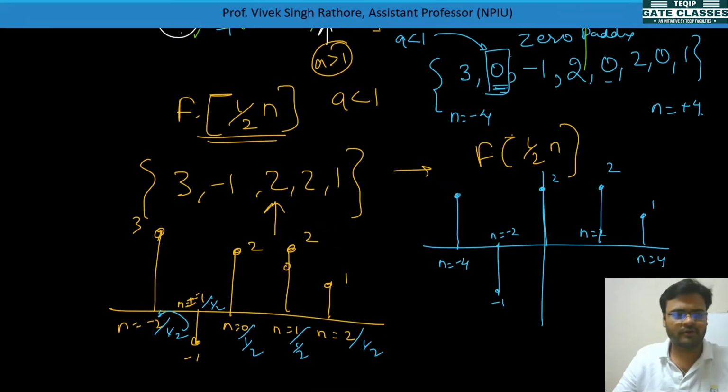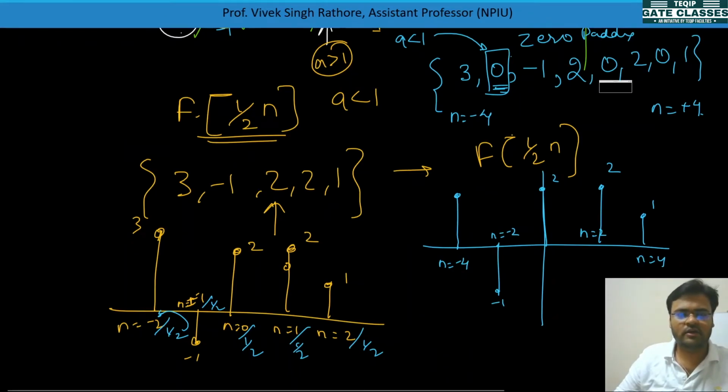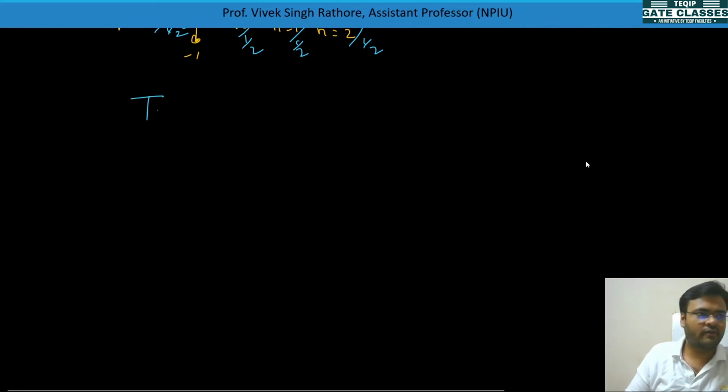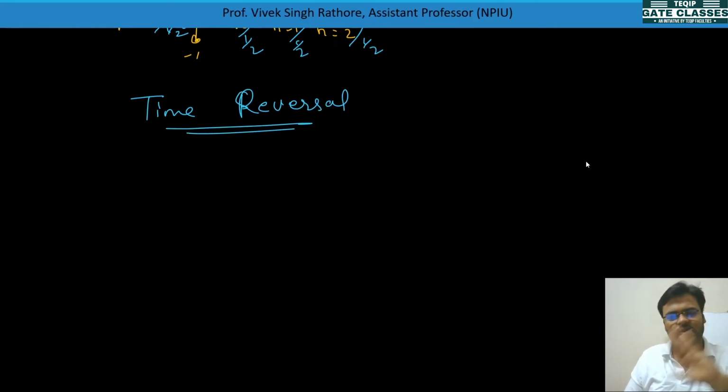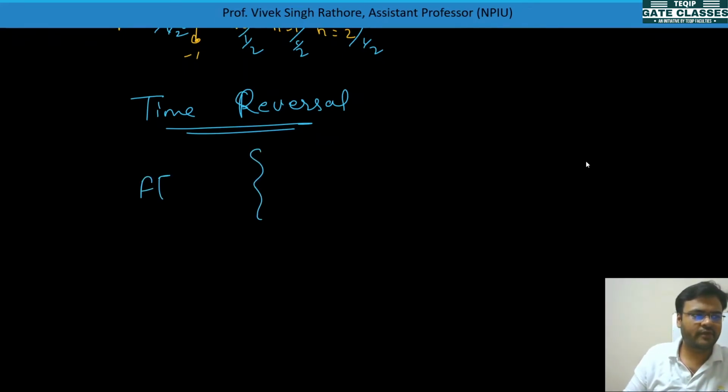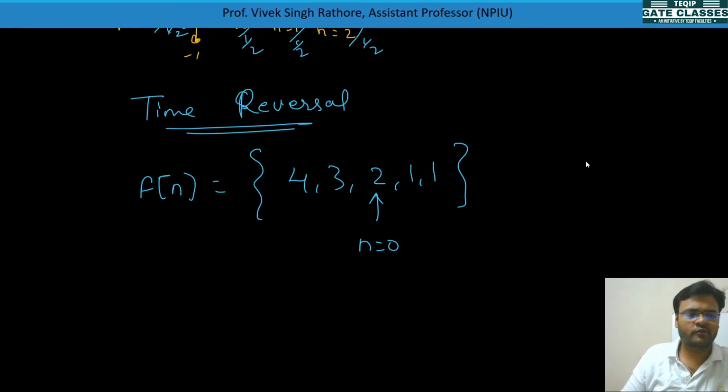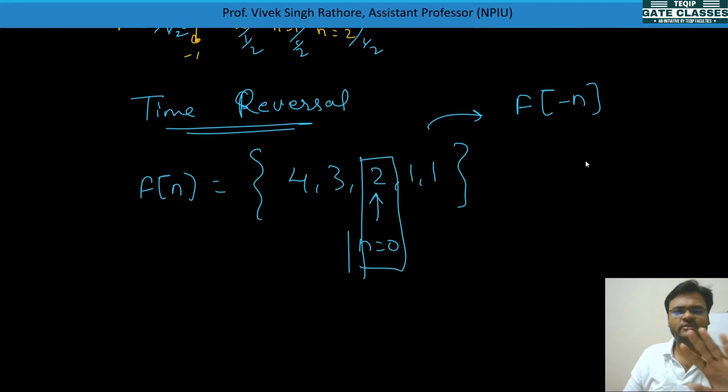and the time shifting property. Now last we'll see time reversal also in our discrete time signal. Time reversal is not a very concerning thing, because we just need to do a mirror image. So let's suppose a signal is there, f of n, and the values are 4, 3, 2, 1 and 1, and this is n equal to 0. Whenever you are asked to perform f of -n, we need to retain the value at n equal to 0, and just flip it.